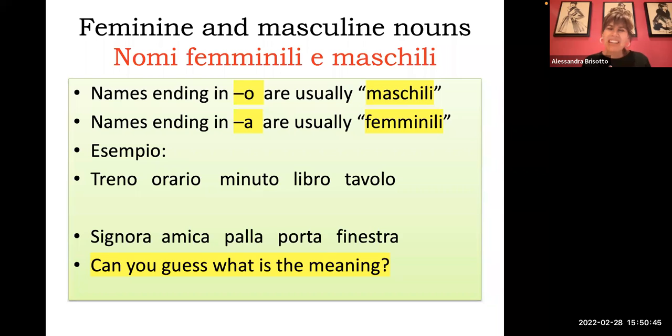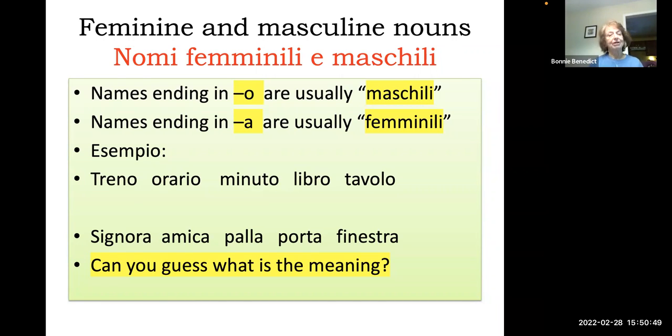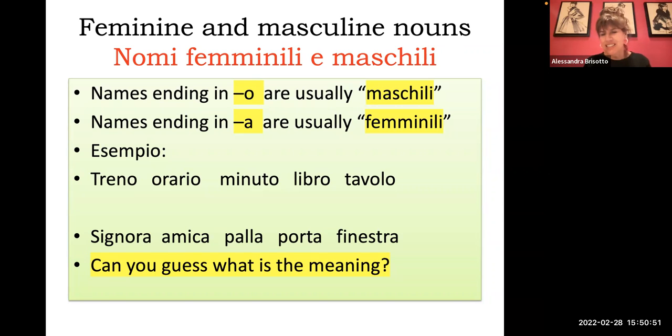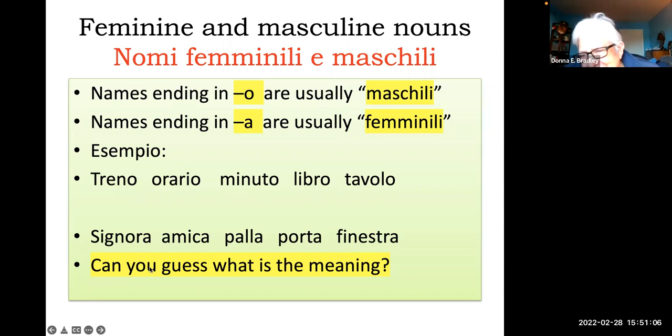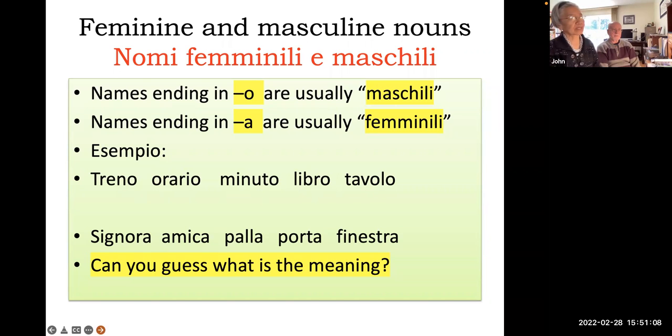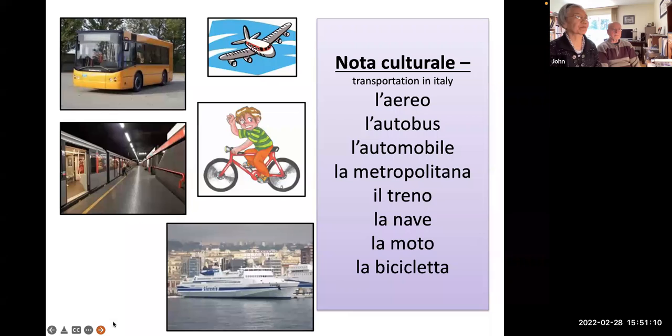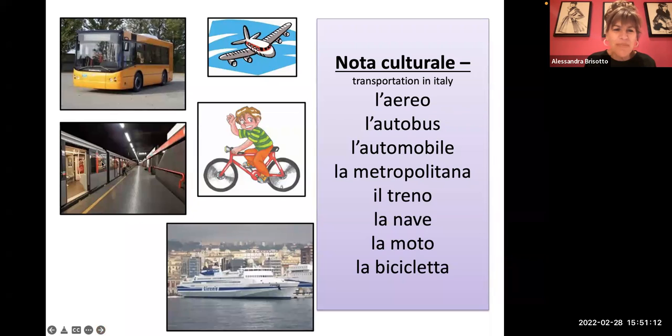And tavolo, you know, it's table. Libro is book. Minuto, minute. Orario, you should know what orario is. And treno, you know now. So here's some transportation.